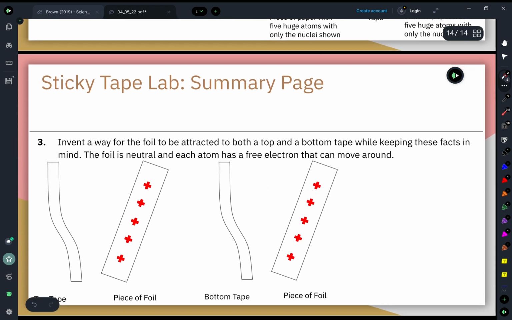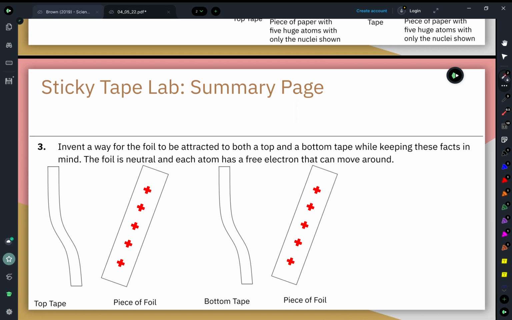This last one, instead of the paper, we're going to be focusing on the foil. Invent a way for the foil to be attracted to both a top and bottom tape while keeping these facts in mind. The foil is neutral. We did not do anything to induce a charge there. Each atom has a free electron that can move around. So in our paper, the electrons had to stay where they were. But in our foil, a metal, the electrons can freely move.